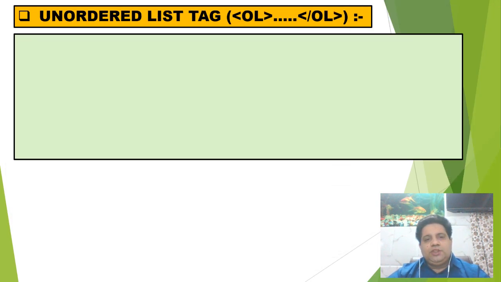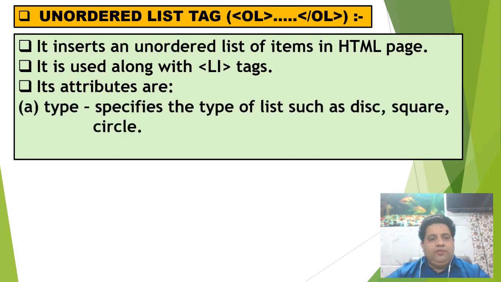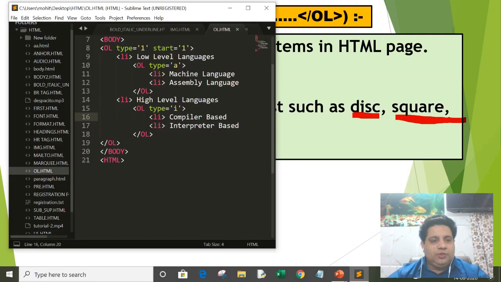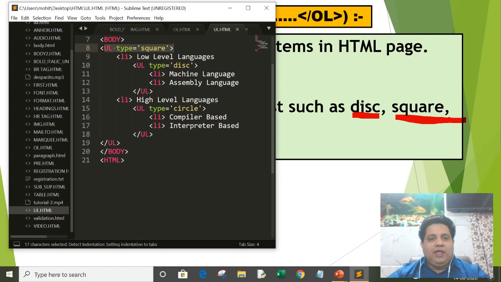In this unordered list you can display the list of items using three symbols. What are those three symbols? It has only one attribute, that is type, and the symbols that you can specify in the type attribute are disk, square and circle. Disk is a filled black circle, square is an empty square, and circle is an empty circle. Okay, let's see the example. In the UL tag, see the body tag. Here I have written UL type equal to square.